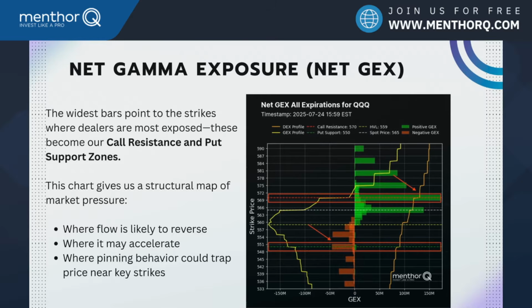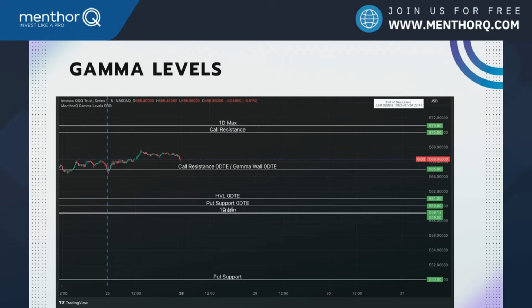Why is this chart important? It can really give us a structural map of market pressure, where the flow is likely to reverse, where it may accelerate, where pinning behavior could trap price near key strikes. So this is not just a visual chart. It powers our levels, and it shows what the market structure is. It's not looking at the past, it's looking at forward-looking positioning coming from the options market. So please send us any questions and we'll answer them also at the end.